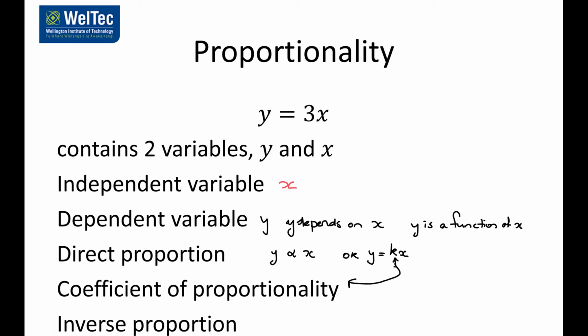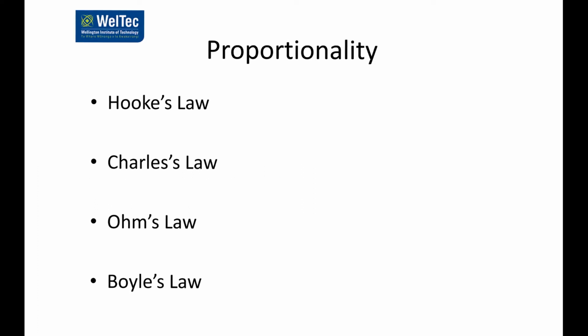Now, if we've got it the other way round, if an increase in the independent variable leads to a decrease of the same proportion in the dependent variable, then we have inverse proportionality. So if y is inversely proportional to x, then we'd say that y was proportional to 1 over x, or that y was equal to k times 1 over x, or k over x.